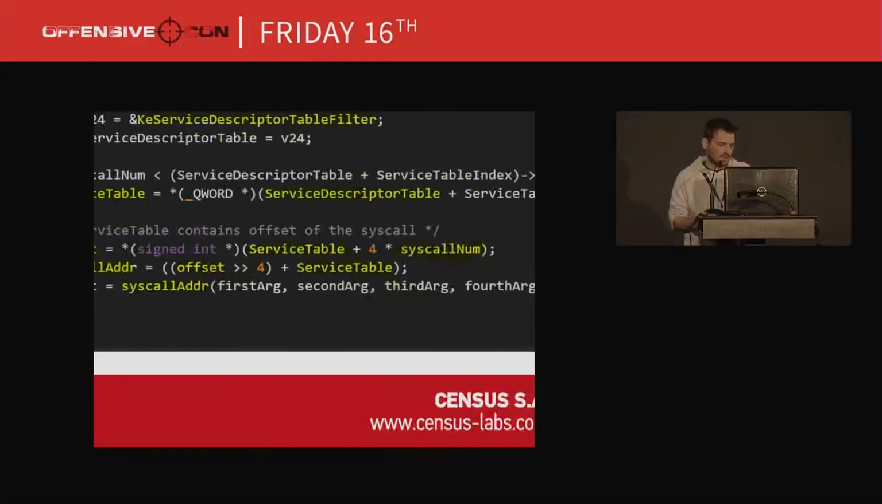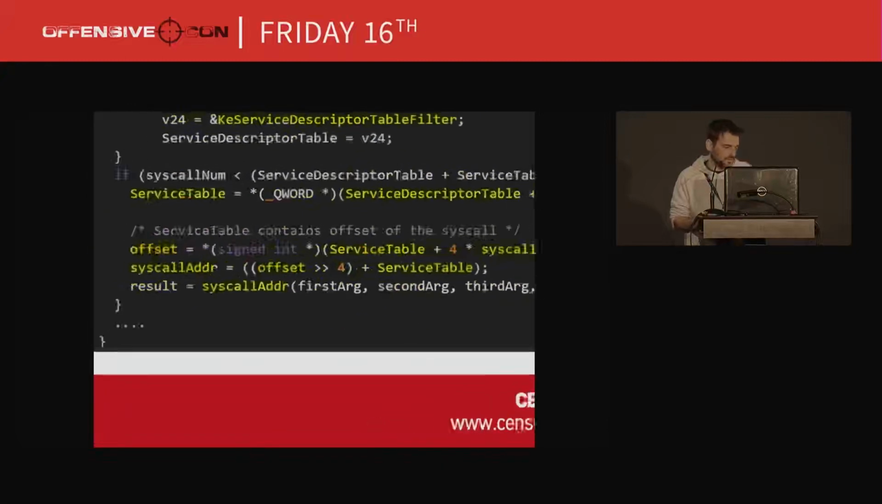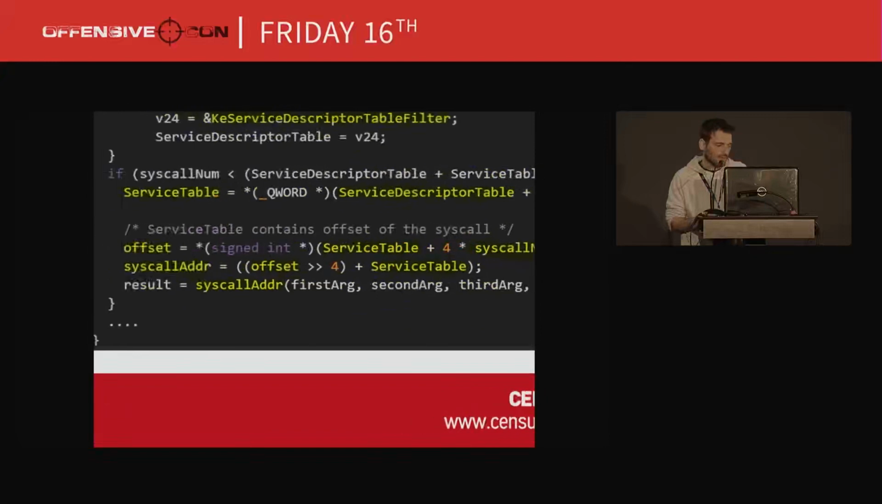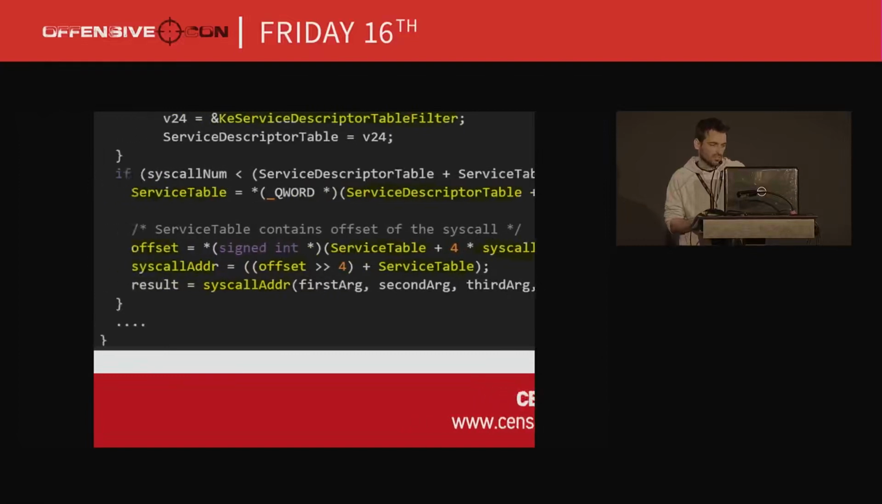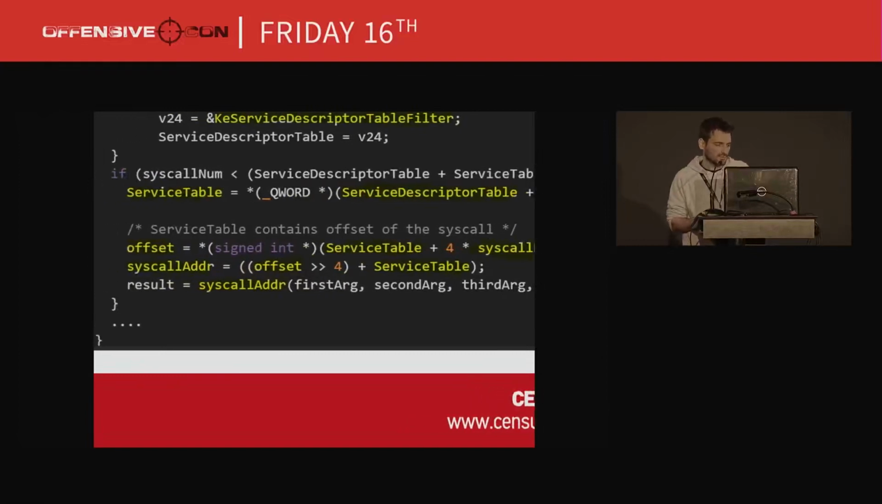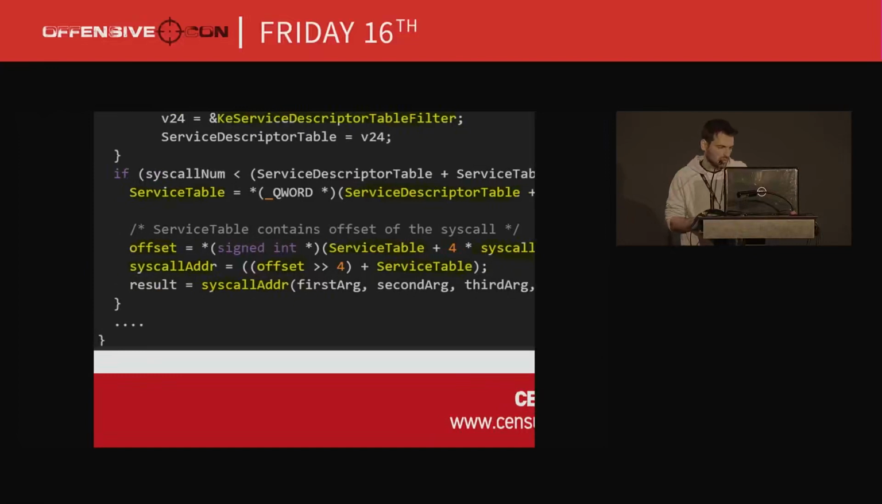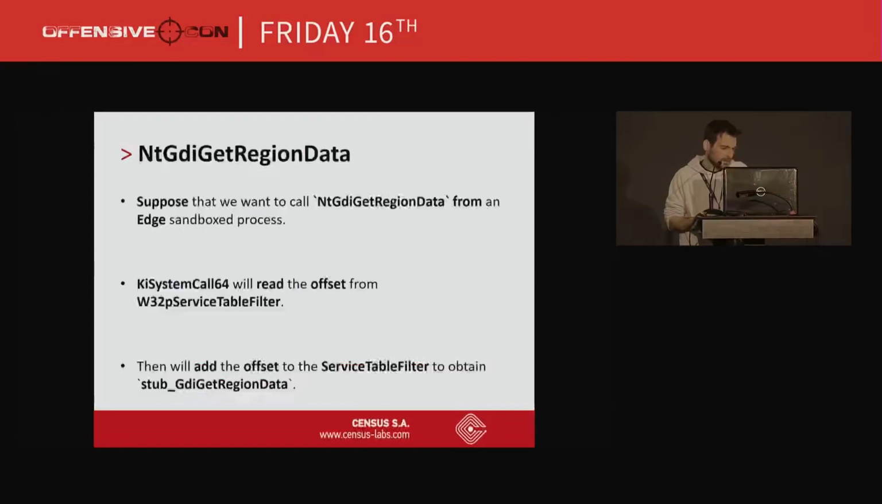And then, using the system call number, we are going to get the offset for that system call. And then by adding that offset to the service table, we are going to get the actual system call address. And then we are going to execute the system call.